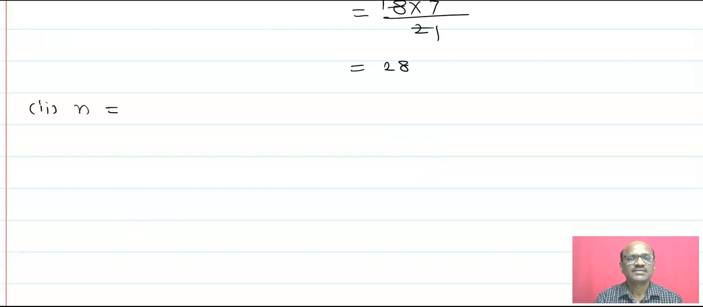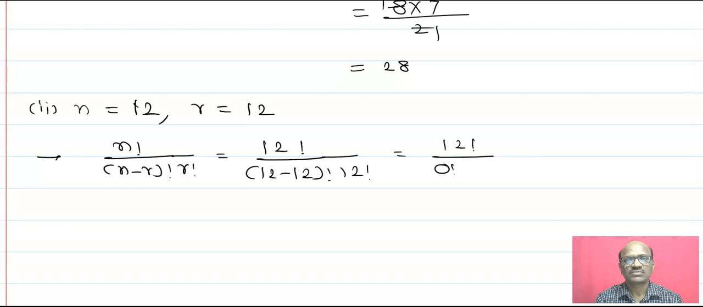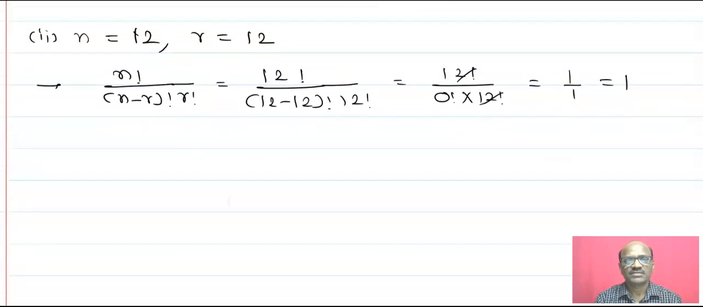Second one, n is equals to 12, r is equals to also 12. Therefore 12 factorial upon 12 minus 12 factorial is equals to 12 minus 12, that is 0 factorial. That is 1 upon 1 is equals to 1.